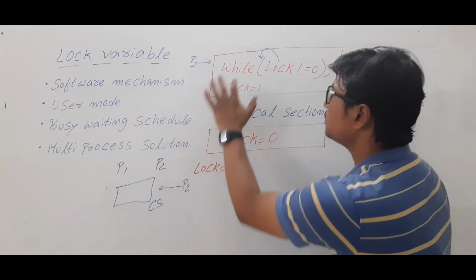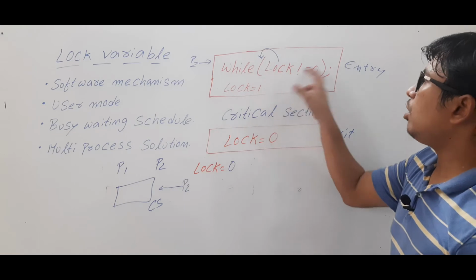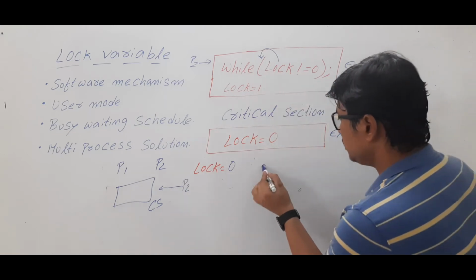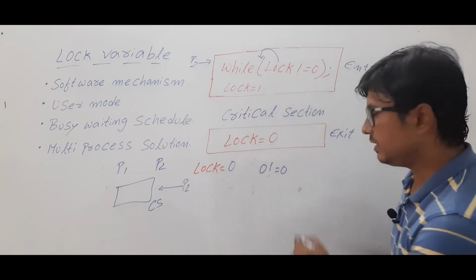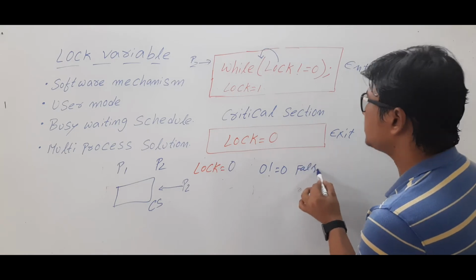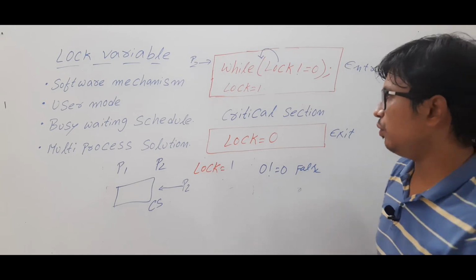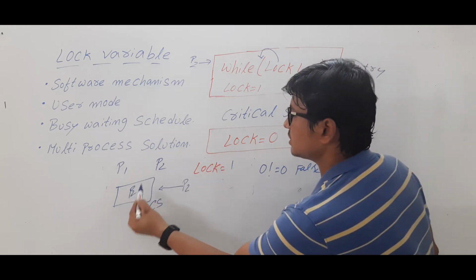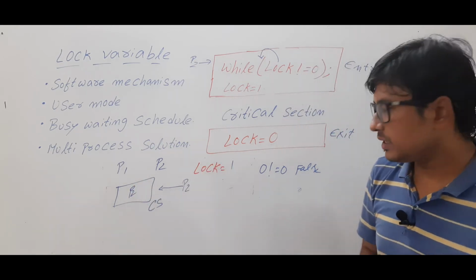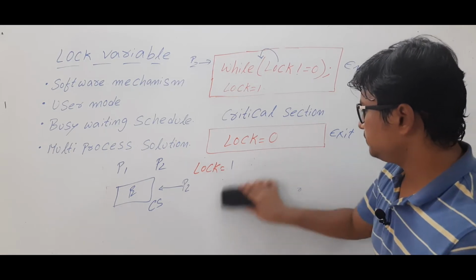Now process P2 again verifies while lock not equal to 0. 0 not equal to 0, the condition is false. Is it clear? If this condition is false, now it can make lock equal to 1 and enter the critical section. Is it clear? Are you able to understand? The solution is very simple.